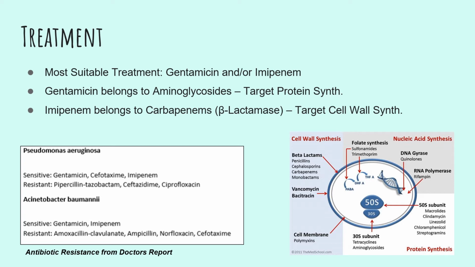Based on the laboratory and doctor's reports presented in the motor vehicle accident patient, both organisms are susceptible to gentamicin, an aminoglycoside antibiotic that targets the protein synthesis of the bacteria, and imipenem, a beta-lactam antibiotic that targets cell wall synthesis. Due to the susceptibility of both of these organisms to both of these drugs, either drug could be used in the patient's treatment plan.